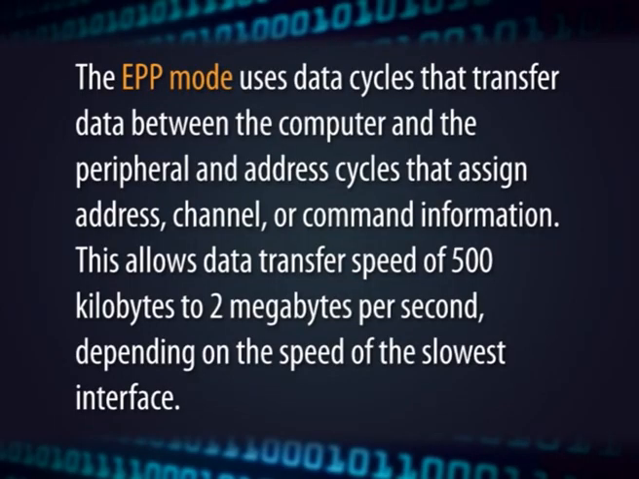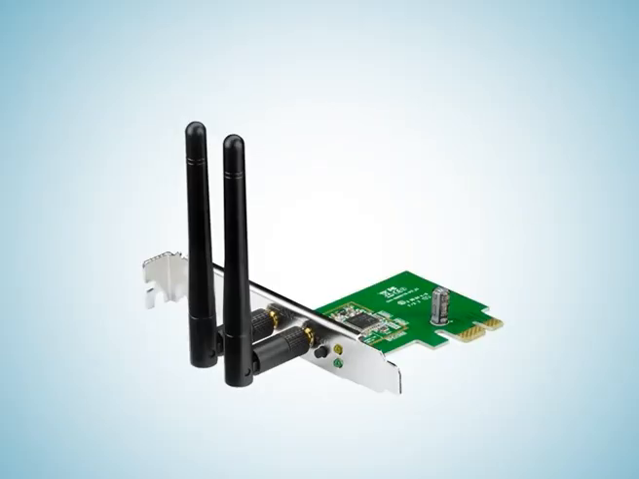The EPP mode uses data cycles that transfer data between computer and the peripheral, and address cycles that assign address, channel or command information. This allows transfer speed of 500 kilobytes to 2 megabytes per second depending upon the speed of the slowest interface. The EPP mode is bidirectional. It is suited for network adapters, data acquisition, portable hard drives and other devices that need higher speed.